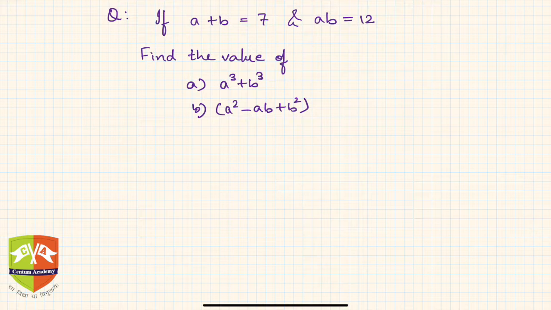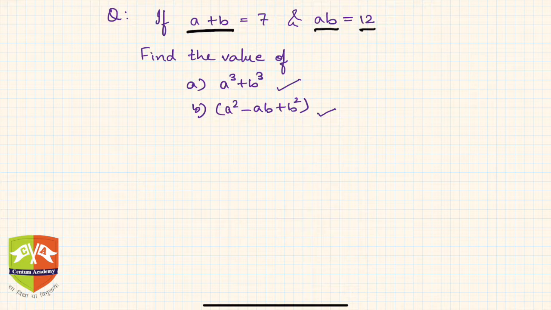Right, now in this question we have a plus b equals 7 and ab is equal to 12. So two values are given. You have to find the value of a cube plus b cube and a square minus ab plus b square. Again, what will be the approach in such questions? The moment a linear term value is given, a plus b is a linear term, clearly its value is given as 7 and ab is given as 12.